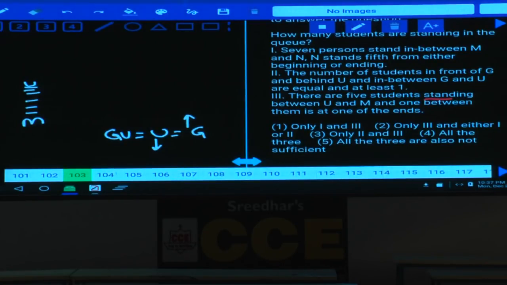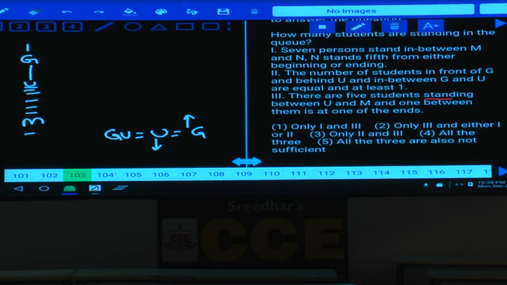Now if you keep M at this end, I am fixing M at this end. The other case is, either M is at one of the ends or G is at one of the ends. If I keep M at this place, then how many persons are there in between M and U? Between M and U there are 5 persons, isn't it? Now before G and after U we should have an equal number of persons. Let us take G at this place.